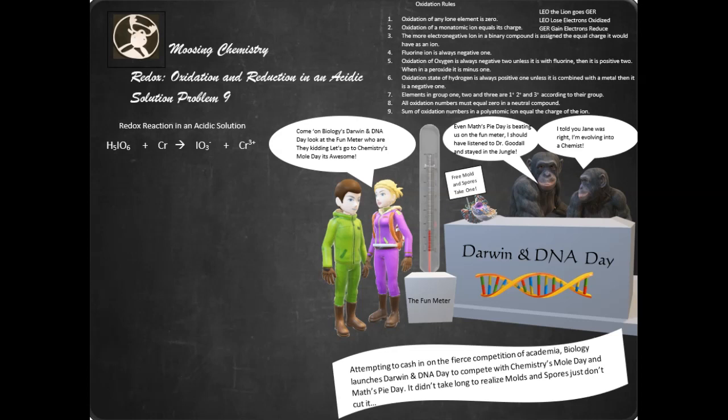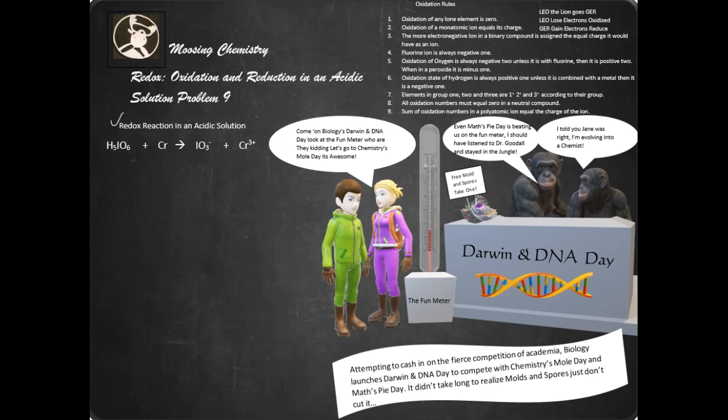This is Redox, Oxidation, Reduction, and Acidic Solution, problem number 9. So let's look at our new redox reaction in acidic solution. We have H5IO6 plus Cr yields IO3 negative plus Cr3+. Now, the best way to do this in acidic solution is to break it into two half reactions. So let's go ahead and do that, all right?